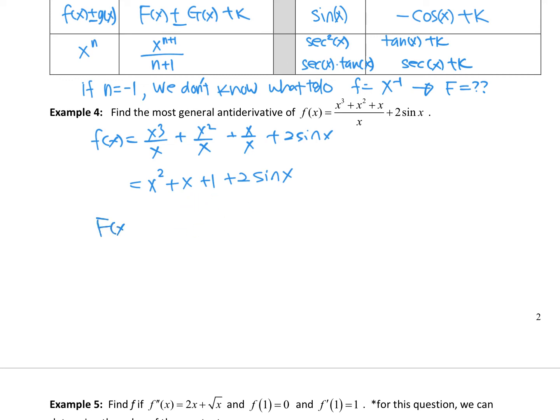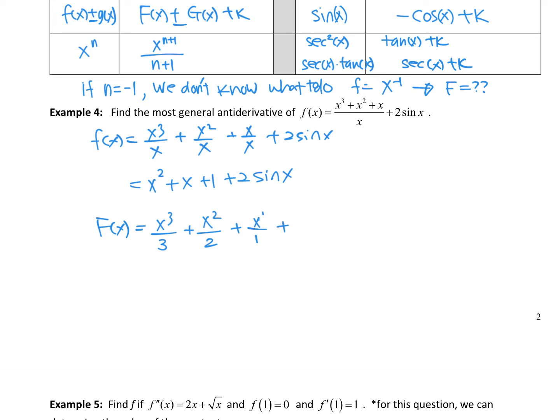So big F, the antiderivative, of x squared: I'll raise the power by 1. So 2 plus 1 is 3, and then divide by 3. So x cubed over 3. Then x over 2 to the... x squared over 2. Plus, oh, I don't have any x values, so this is kind of like x to the 0 power. So increase the power by 1, so x to the 1 power over 1, right?